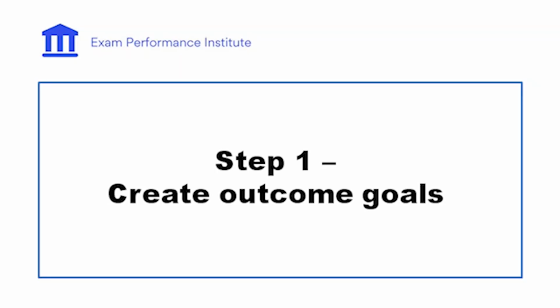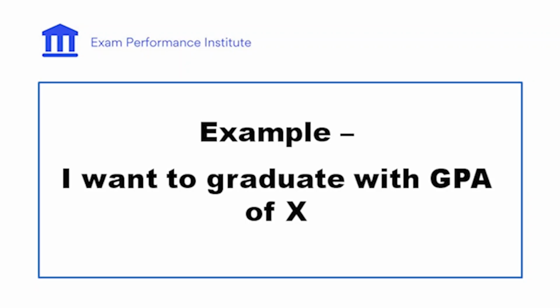So as I mentioned, the first thing that we're going to look at is creating outcome goals. Outcome goals are the things or the results that we want to achieve. So that might be a certain GPA level. I want to graduate with a certain GPA. Get specific about your target. Keep in mind the year of study that you're in and your current GPA, but get specific about the GPA that you want to achieve when you graduate.